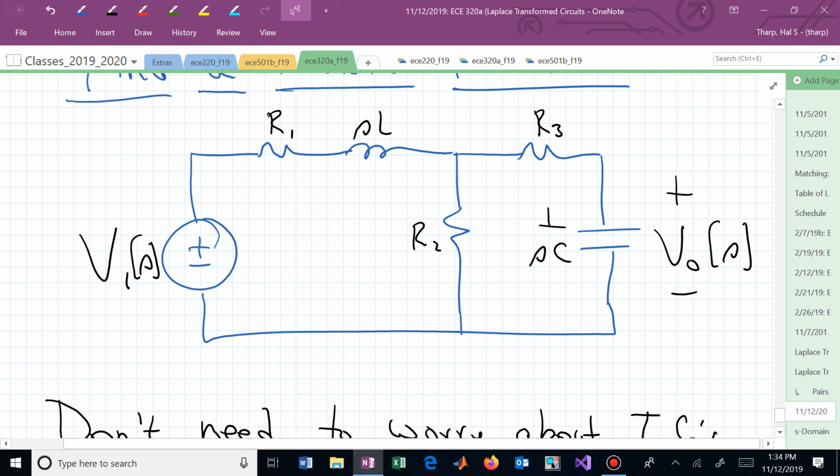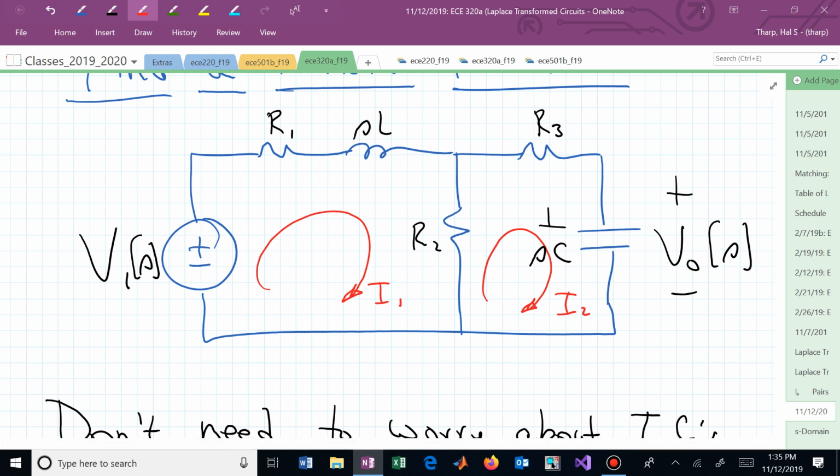How do I find the transfer function? Perform circuit analysis. Okay, that's valid. What kind of circuit analysis? We could do mesh analysis, right? Mesh current analysis. We could say, oh, here's I1 and here's I2. And if I know I2, I can solve for V sub 0.